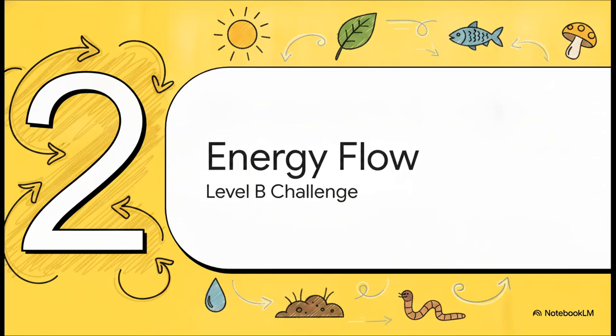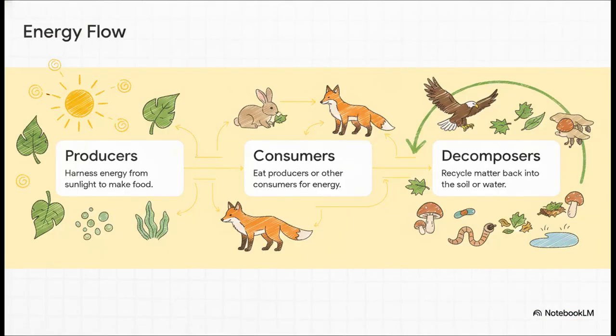Moving right along to Section 2, Energy Flow. Welcome to the Level B challenge. So now that we have our biotic and abiotic puzzle pieces, how do they actually interact out there? Well, it happens in three distinct steps of energy flow. First up, producers, like plants and algae, harness abiotic energy from sunlight to make their own food. Step 2, consumers, that's the animals, eat those producers to get their energy.